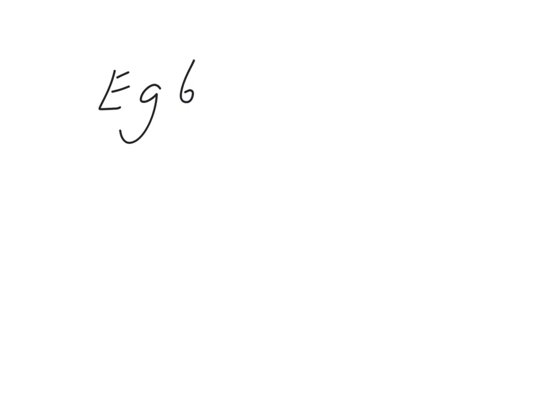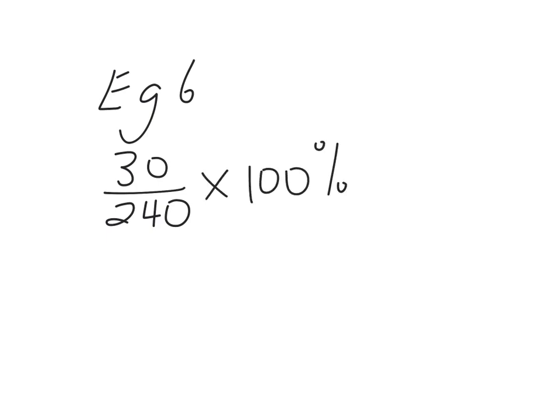First thing we need to do is write a fraction. 30 out of 240. And then to turn any fraction into a percentage, we multiply by 100%. The percent sign we carry across. We now put it into our calculator and we find that the answer is 12.5%. We do not put the percent sign into the calculator.